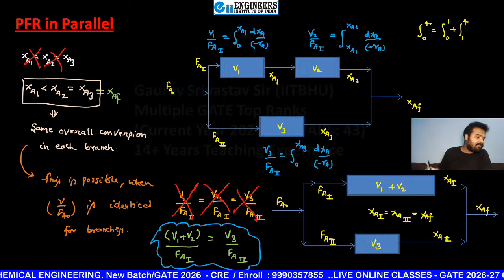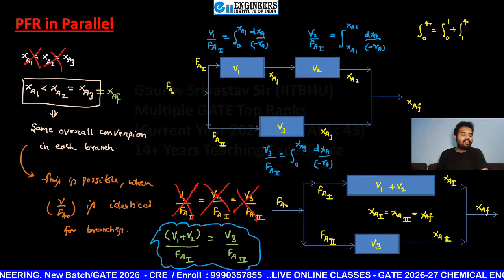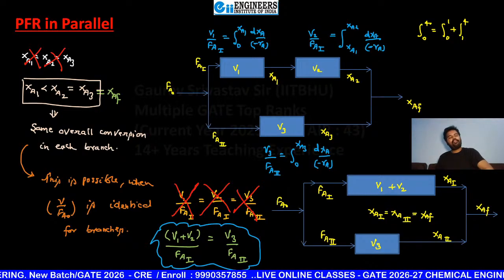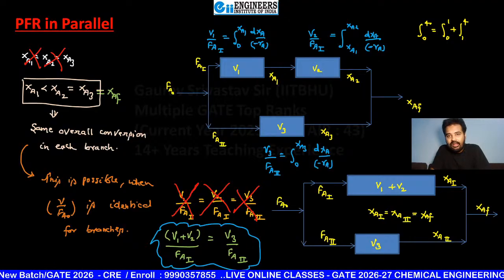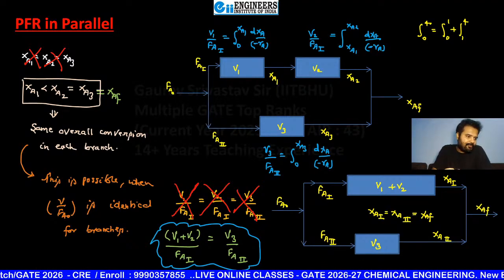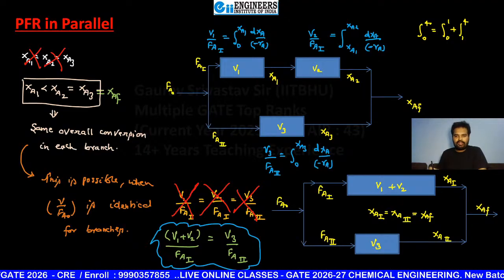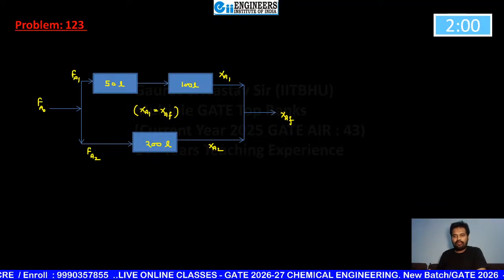Can we proceed? Just you have to make V by FA naught identical for each branch. If V by FA naught is identical, then definitely the overall conversion from that branch will also be same. Clear sir? चल बहुत अच्छी बात है. Very good. So now please solve this problem number 123. अभी इसको solve करेंगे सभी लोग.